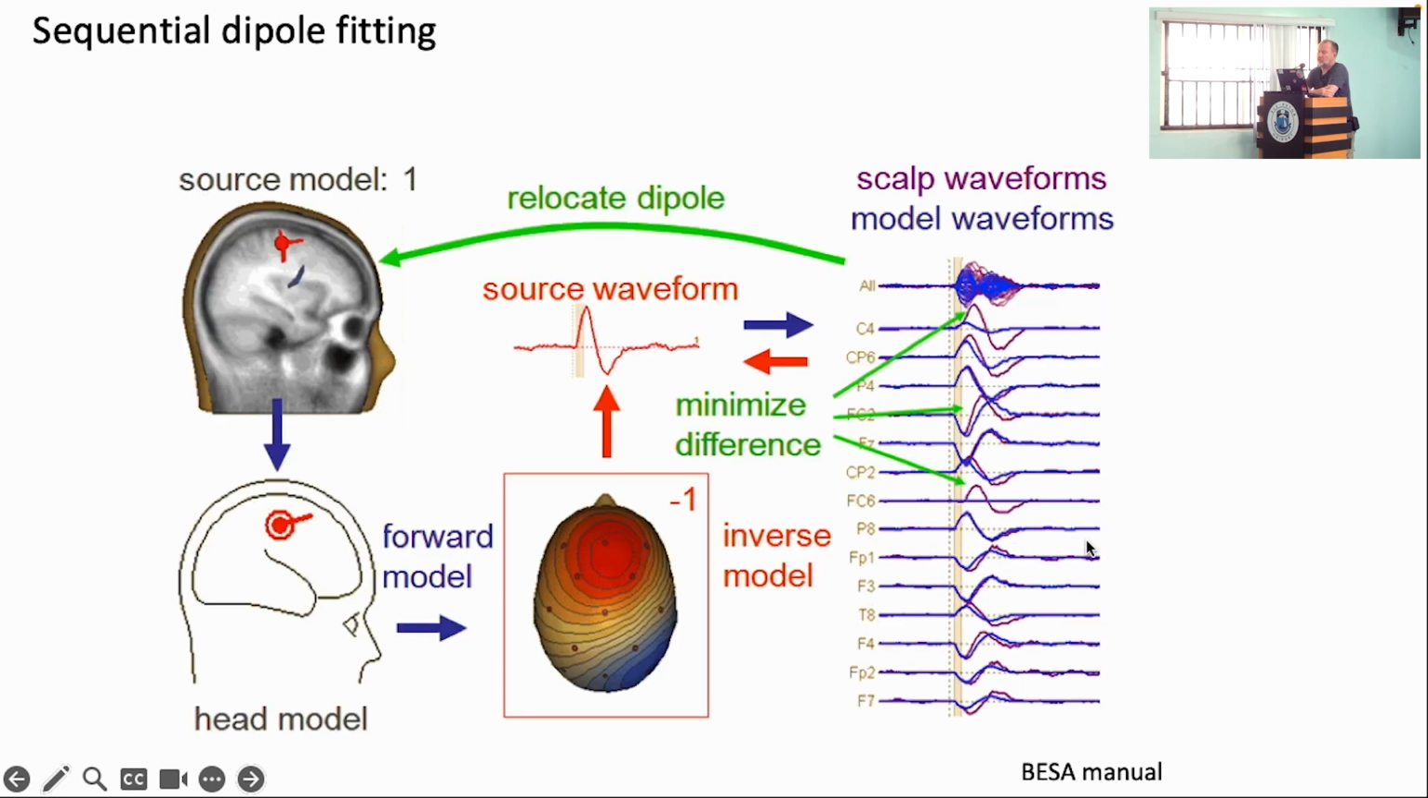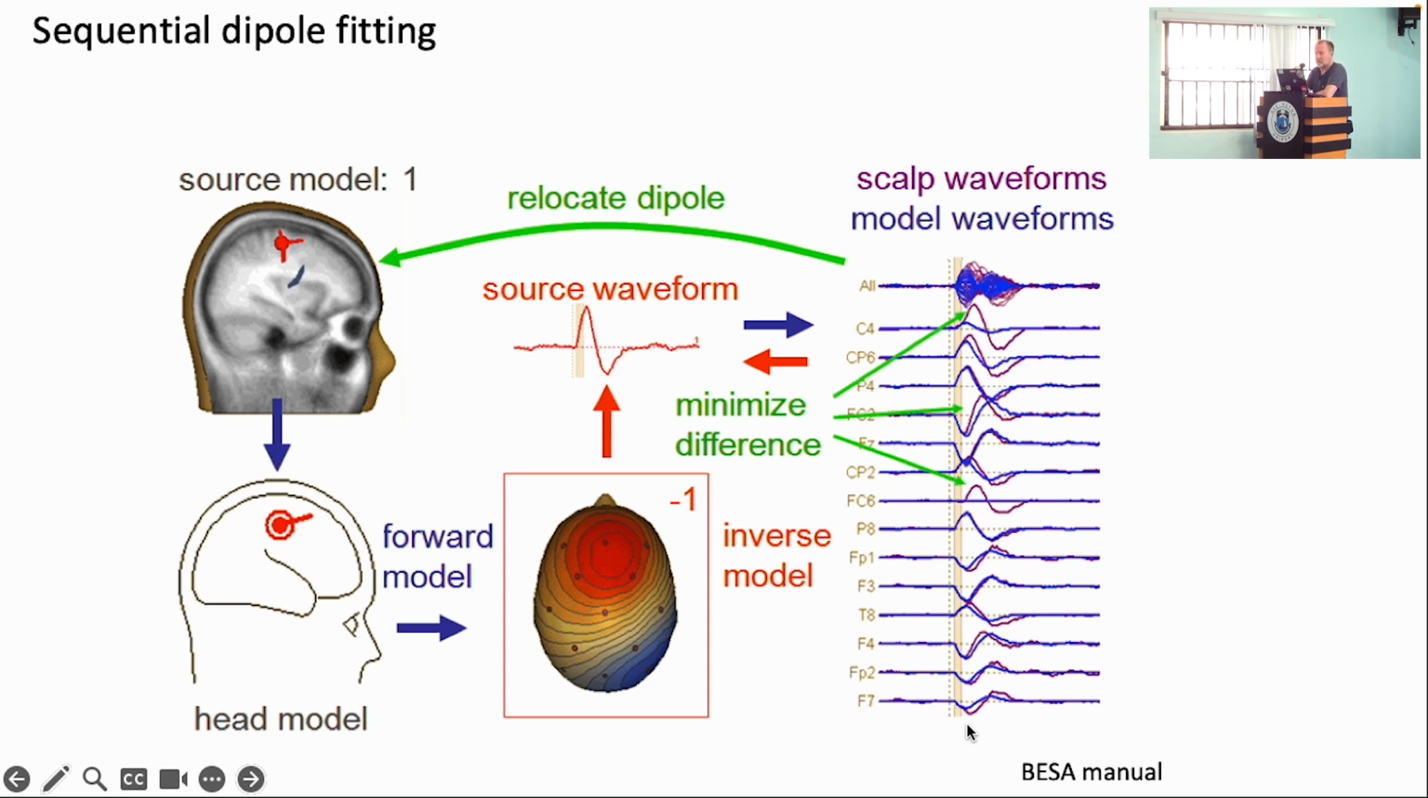The strategy that we use in sequential dipole fitting is that we're going to first look at a very early time point. So we're going to look at the activity very early in time, and we're going to try to fit that with a dipole. So this is the potential distribution that we can compute. We scan the whole brain, we find this location as the best, we make the forward model, and using the forward model we can compute the potential distribution. Using the inverse model we can estimate the source waveform, and we can compute a difference wave. So we can compute how well does the model explain the data?